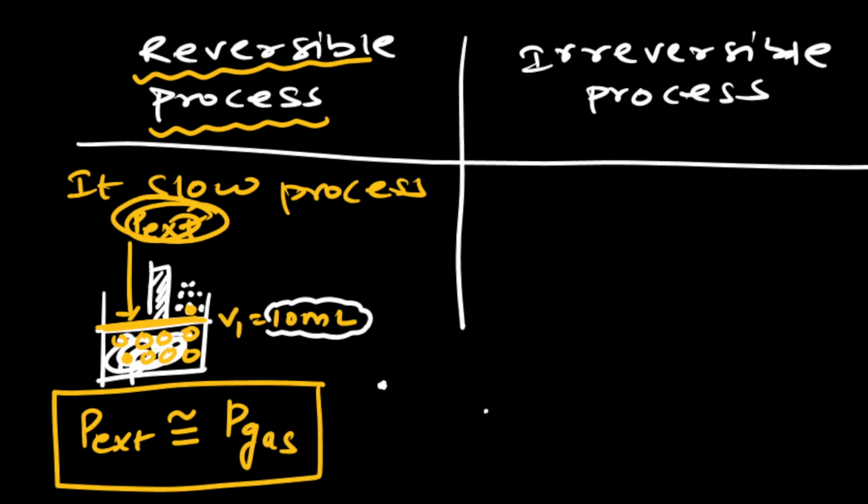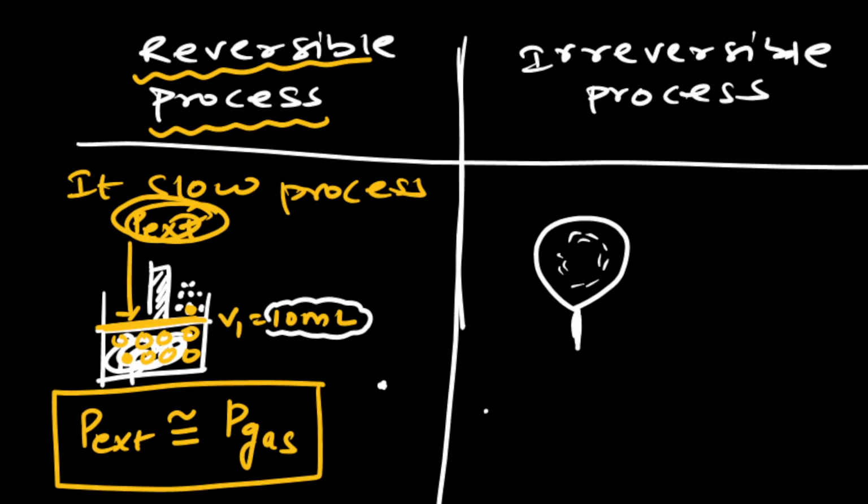Now, when it comes to the irreversible process, what is the meaning of the irreversible process? Irreversible process is nothing but a very fast process. Clear? Very fast process means, let me take a general example: a balloon. If you take a balloon, it is full of air. Now, let's suppose this is a balloon with some air in it.